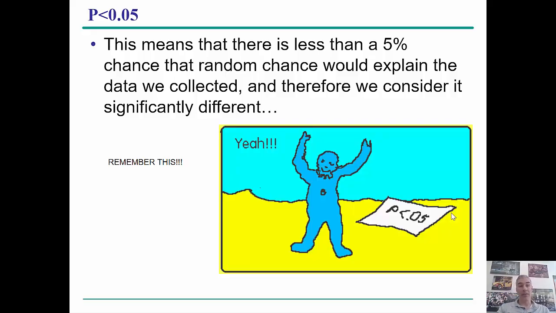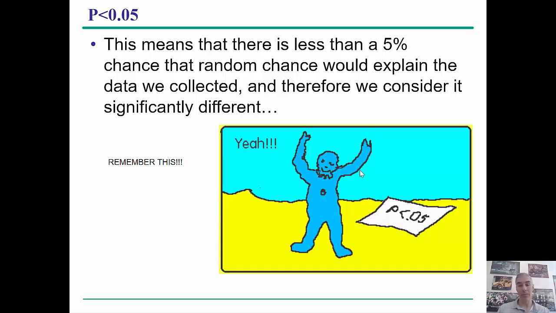So remember, p-values of less than 0.05 mean that it's significant. There is less than a 5% chance that randomness would explain the data we collected, and we consider that statistically different. That is our threshold value. P of less than 0.05, not greater, less than or equal to. If it's equal to, we also consider it significant. Okay, so you want to know that.